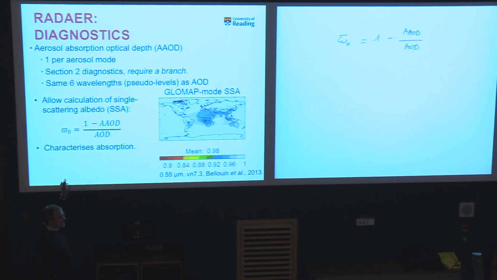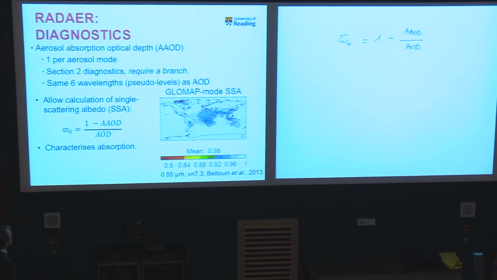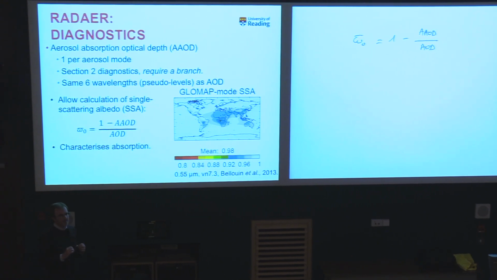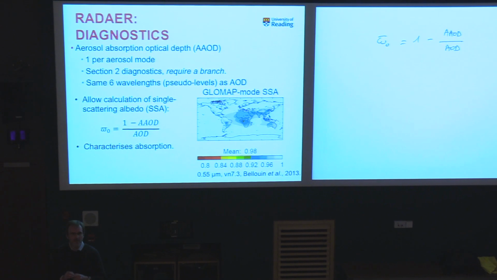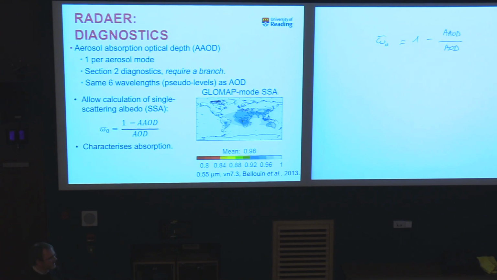So a single scattering albedo of 1 means that your aerosol is purely scattering. That's the case for sulfate or sea salt aerosols. A single scattering albedo of 0 means that your aerosol is purely absorbing, which is never found in nature. But black carbon, for example, has a single scattering albedo of 0.2, so it's very strongly absorbing. There are ways to get single scattering albedos from remote sensing, so that's another way also to check that the model does the optical properties well.